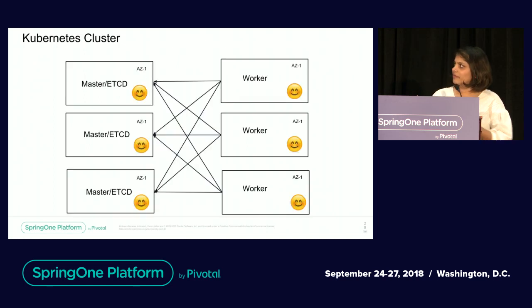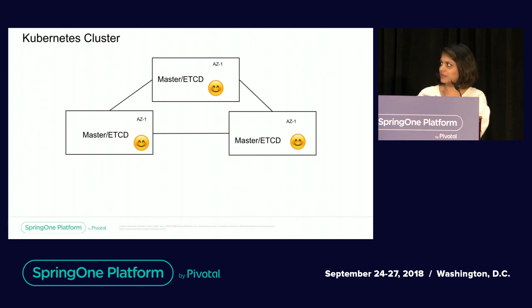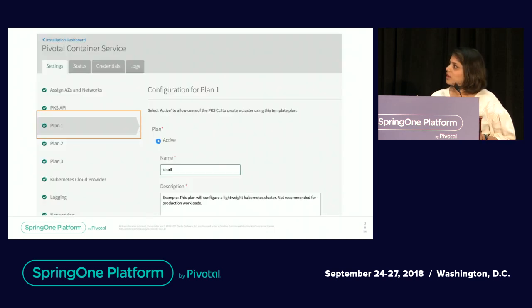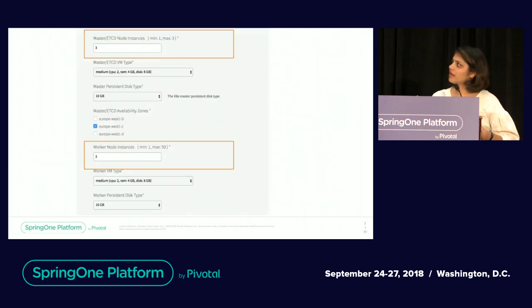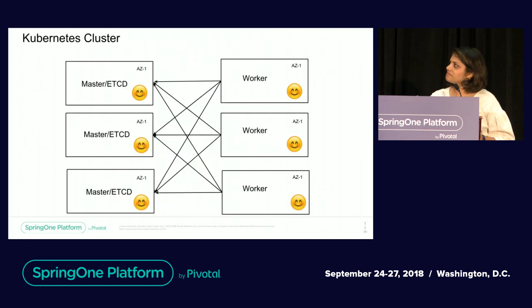So we recommend having a multi-master, multi-worker setup. Here you can see all of the workers are sending their heartbeat to the master VMs, to the Kube API server job. And what I haven't shown is how the etcd nodes are also in constant communication, forming consensus and forming a quorum. You can do this setup by going into the plan tab on the tile and just setting the number of worker nodes and master nodes for your cluster.